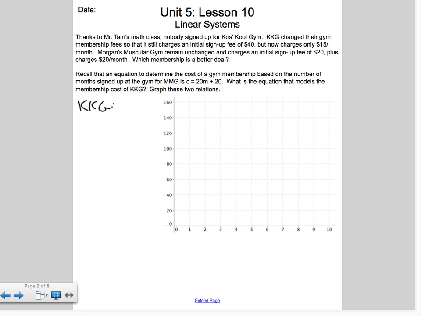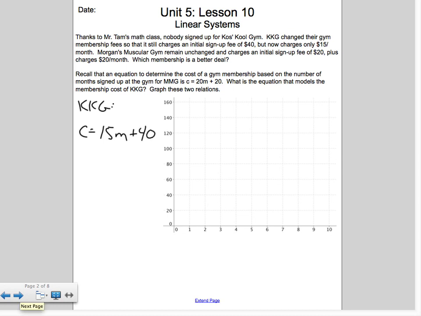So before, it used to look like this over here: C equals 20M plus 40. What would it look like now? Michael? 15M plus 40. Yeah, so the cost is now $15 times the number of months plus our initial cost of $40.